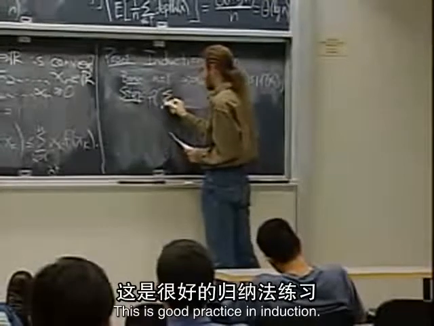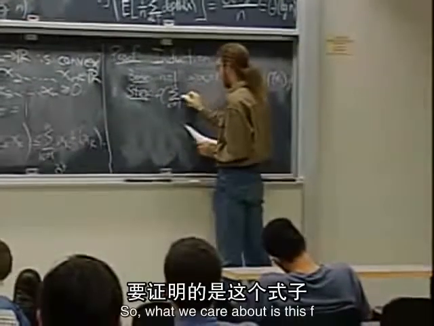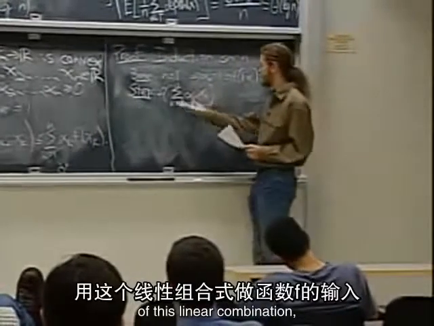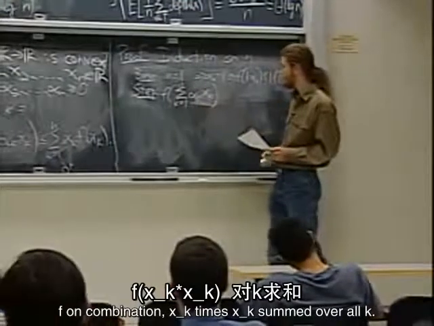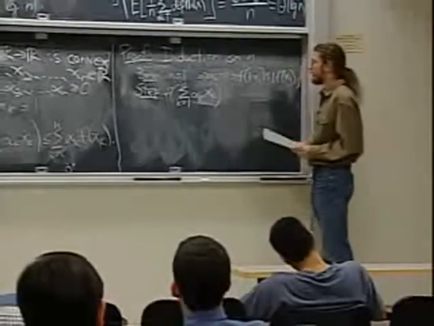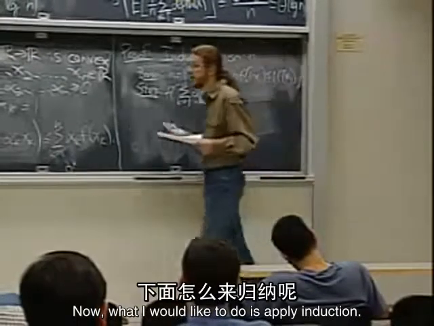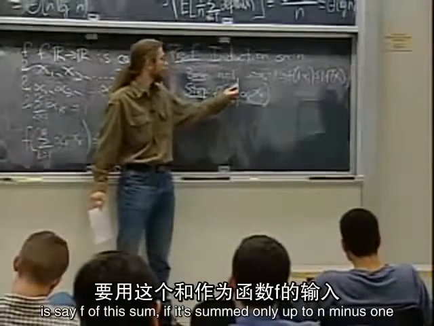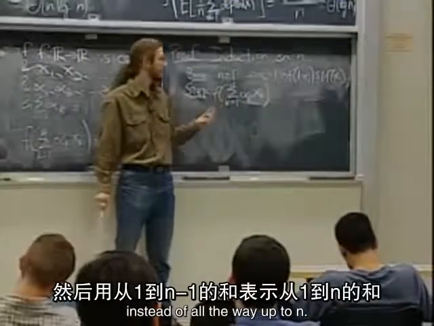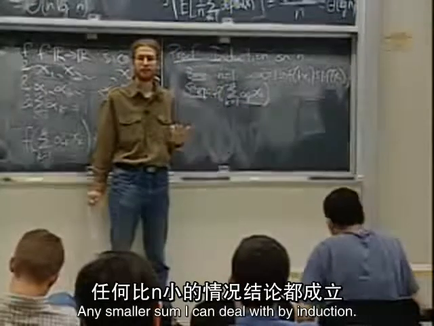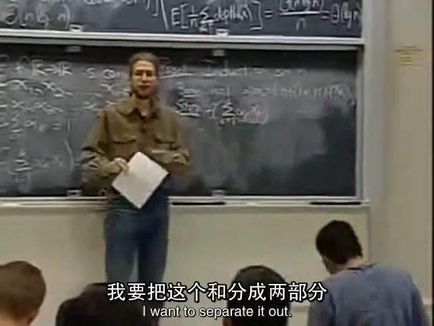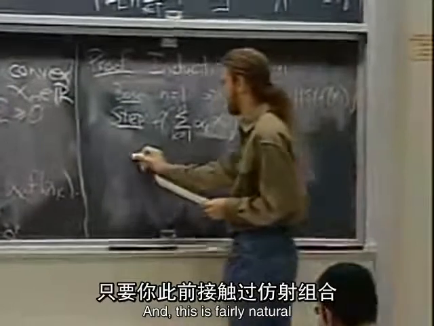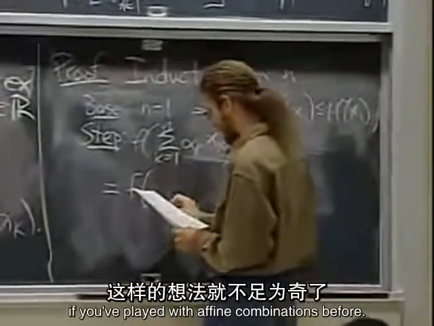This is good practice in induction. What we care about is f of this affine combination, the sum of alpha k times x k, summed over all k. Now, I would like to apply induction. What I know inductively is f of this sum if it's summed only up to n minus 1 instead of all the way up to n. Any smaller sum I can deal with by induction. So I'm going to try and get rid of the nth term. I want to separate it out. This is fairly natural if you've played with affine combinations before, but it's just some algebra.